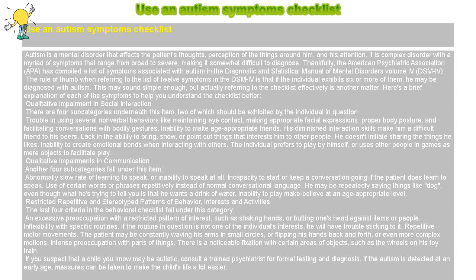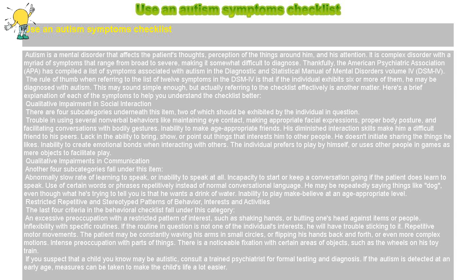Thankfully, the American Psychiatric Association, APA, has compiled a list of symptoms associated with autism in the Diagnostic and Statistical Manual of Mental Disorders Volume 4, DSM-IV. The rule of thumb when referring to the list of 12 symptoms in the DSM-IV is that if the individual exhibits 6 or more of them, he may be diagnosed with autism.